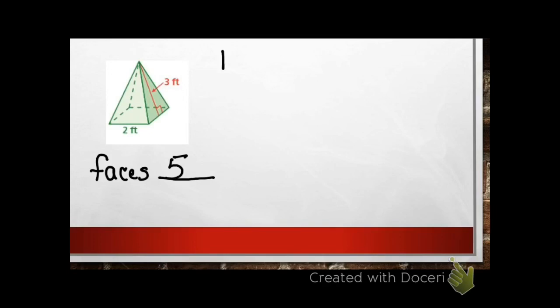I'm going to find the base, which is a square. What's my formula for a square? To find the area. Side times side, or side squared. And then I'm going to have 4 triangles. All right, and we're going to keep calling them sides.